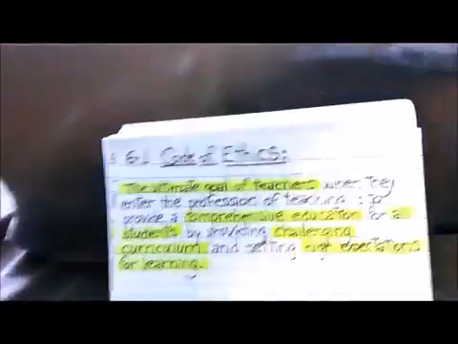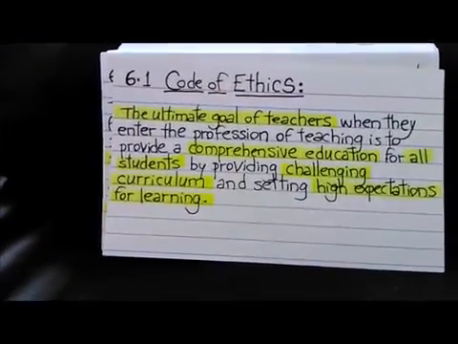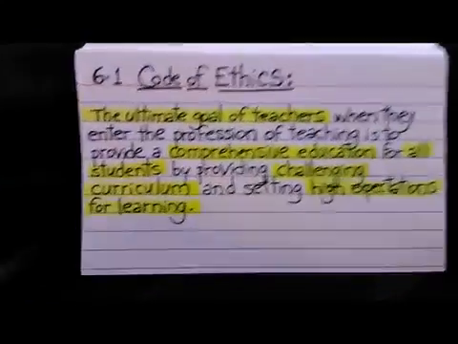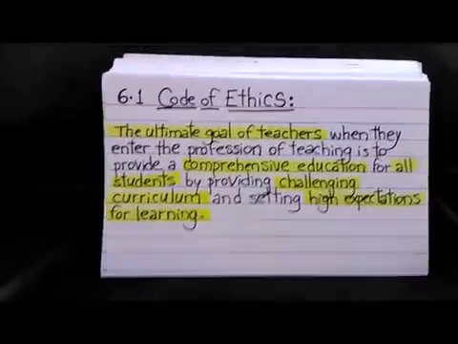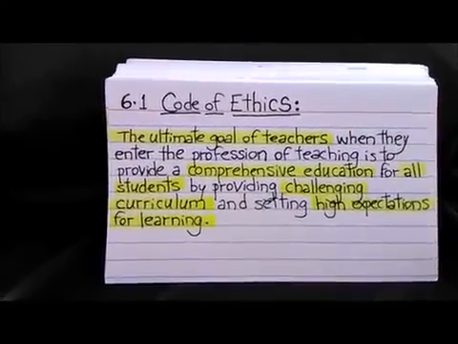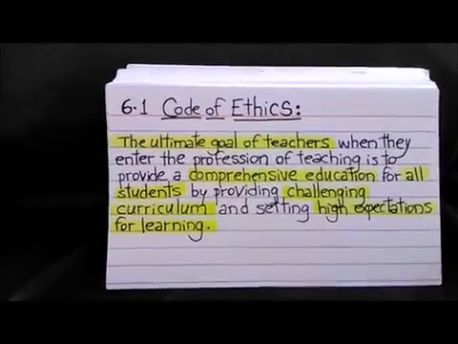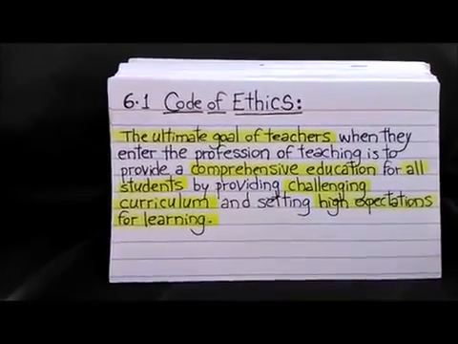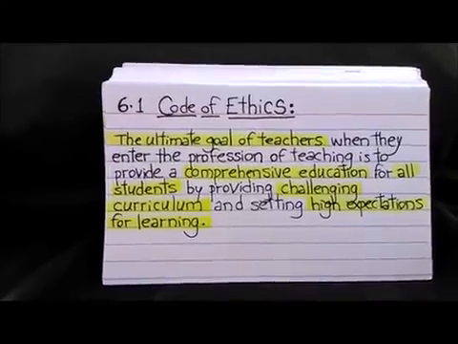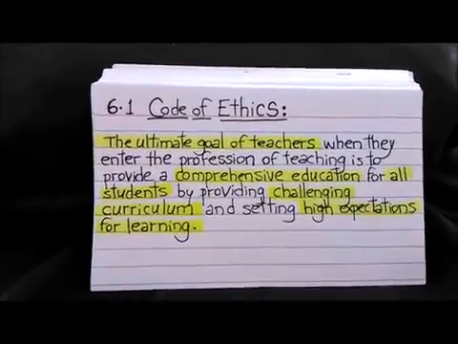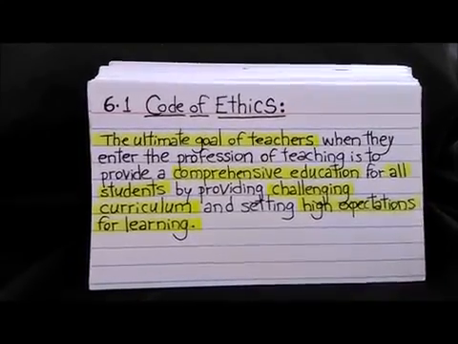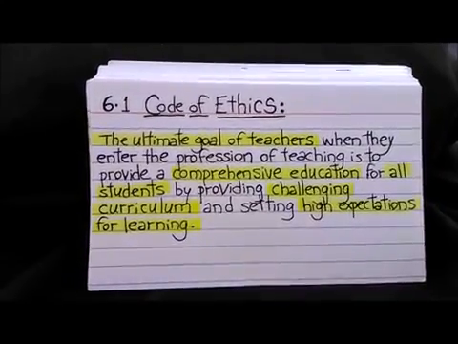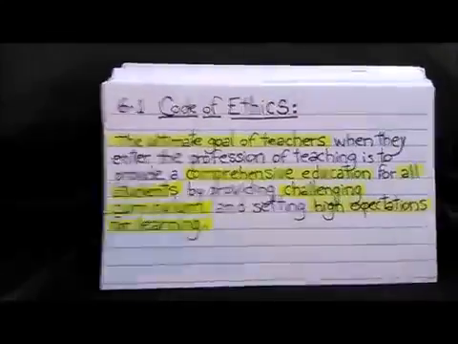And I'm going to stop there because we're on 6.1. This shall be a short chapter here. 6.1. Code of Ethics. The ultimate goal of teachers when they enter the profession of teaching is to provide a comprehensive education for all students by providing challenging curriculum and setting high expectations for learning.